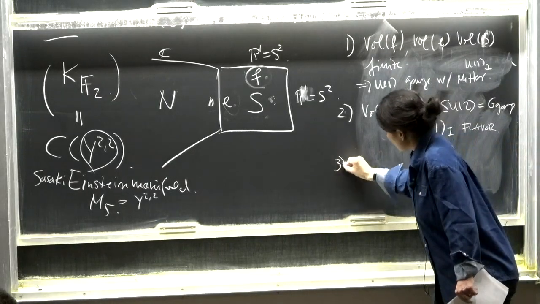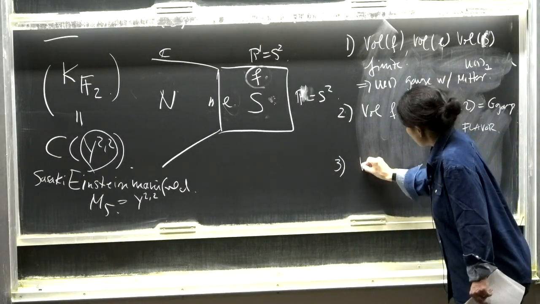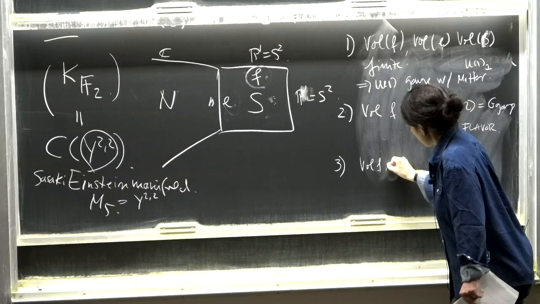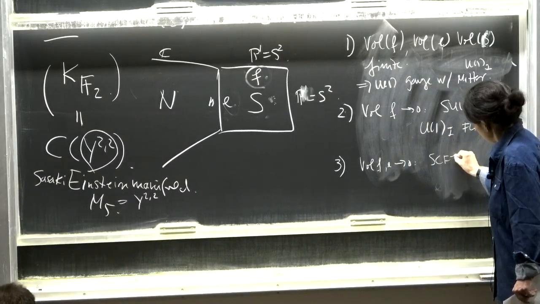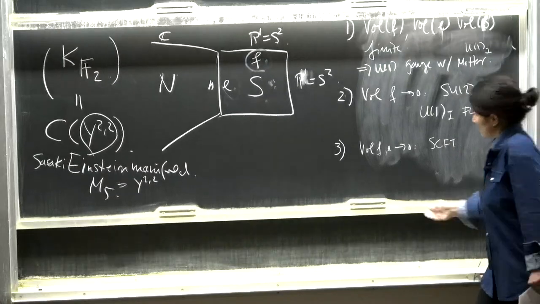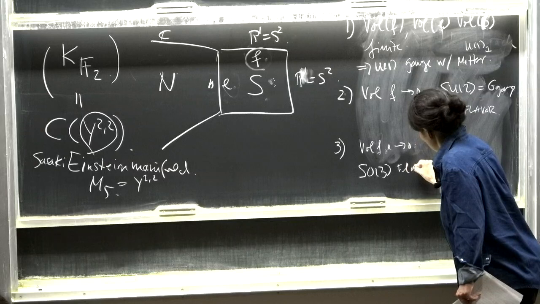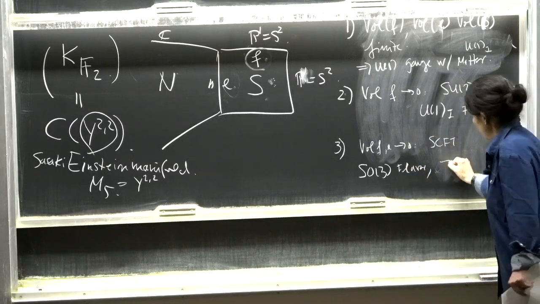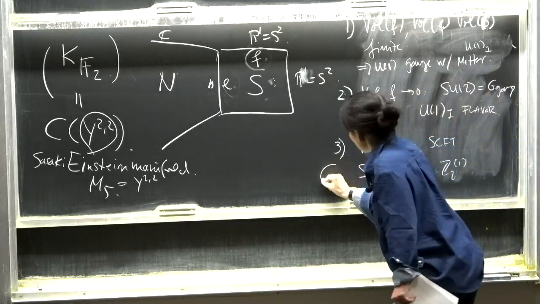But as you go to strong coupling, now we take volume F and E to 0. So this is the SCFT. We get an SO3 flavor, which forms with the Z2 one-form symmetry a non-trivial 2-group.